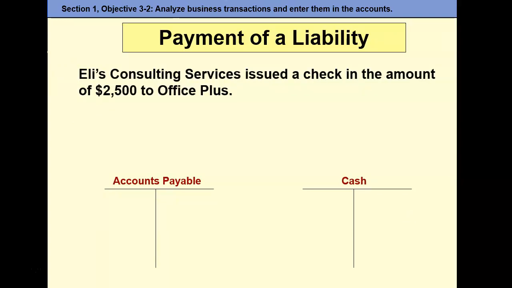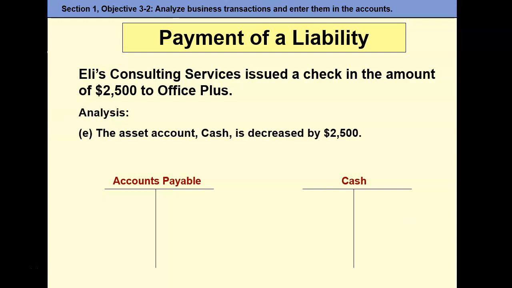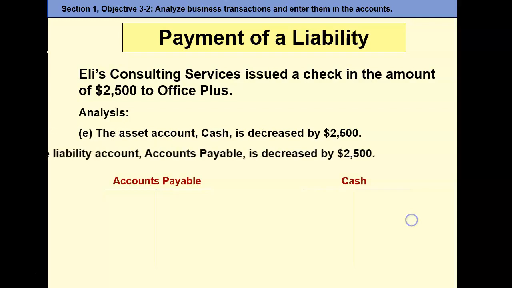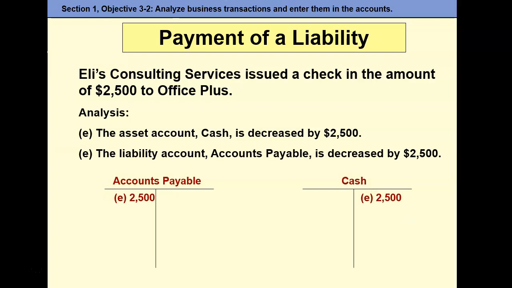Next up, Eli Consulting Services issued a check in the amount of $2,500 to Office Plus. So in this situation, we're saying that we owe someone money, Office Plus. Now we're paying them $2,500. So once again, ask yourself which accounts are involved in this transaction. The accounts involved will be cash and accounts payable.